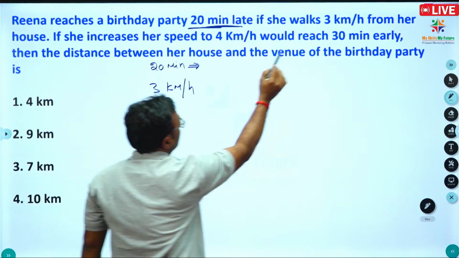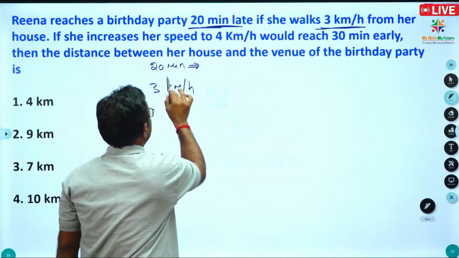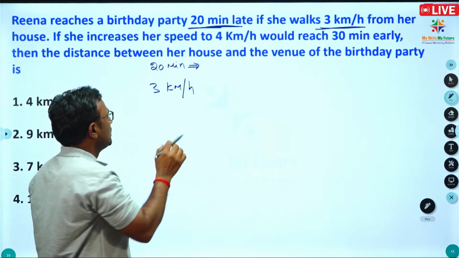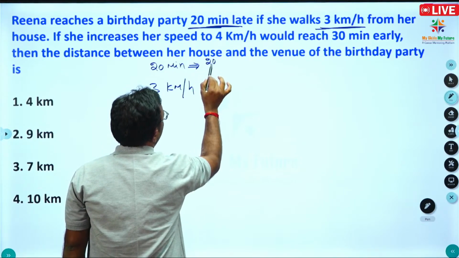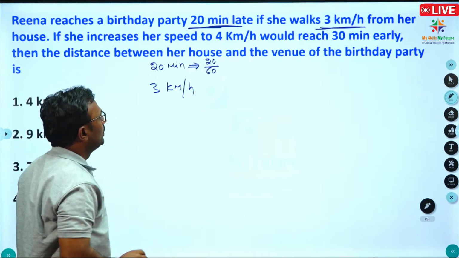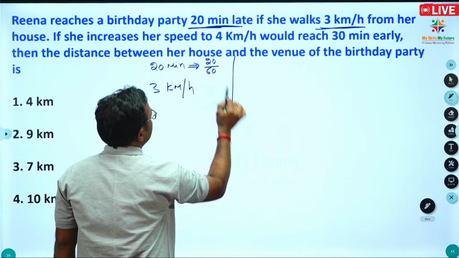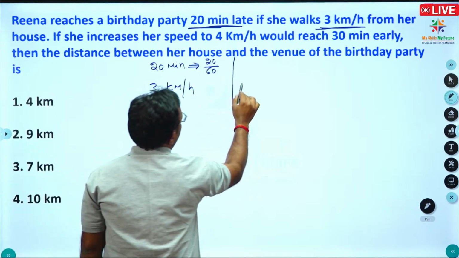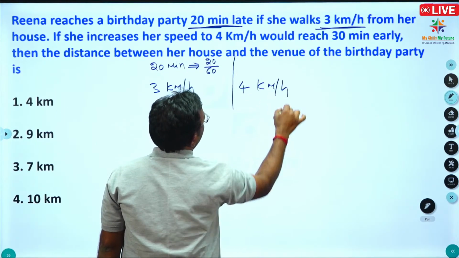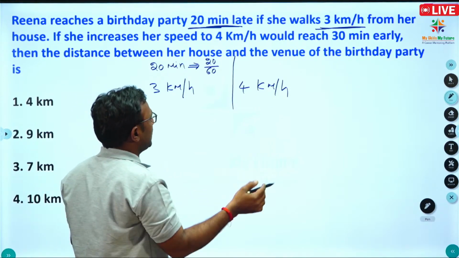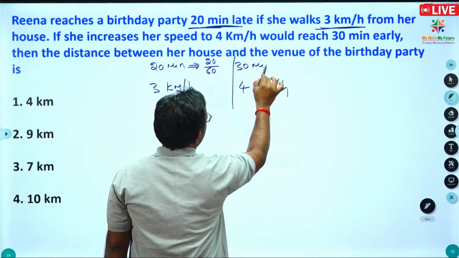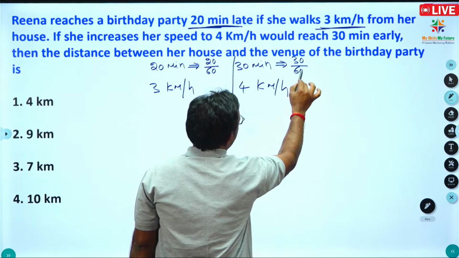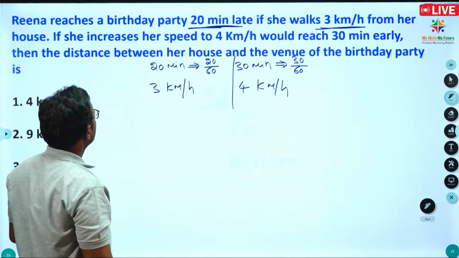Here the speed is in kilometers per hour, so we must change the units. While calculating the problem, the same units must be used. So I am writing 20 minutes as 20 by 60. Next, if she increases her speed to 4 kilometers per hour, she reaches 30 minutes early. The units must be the same, so 30 minutes can be written as 30 by 60.